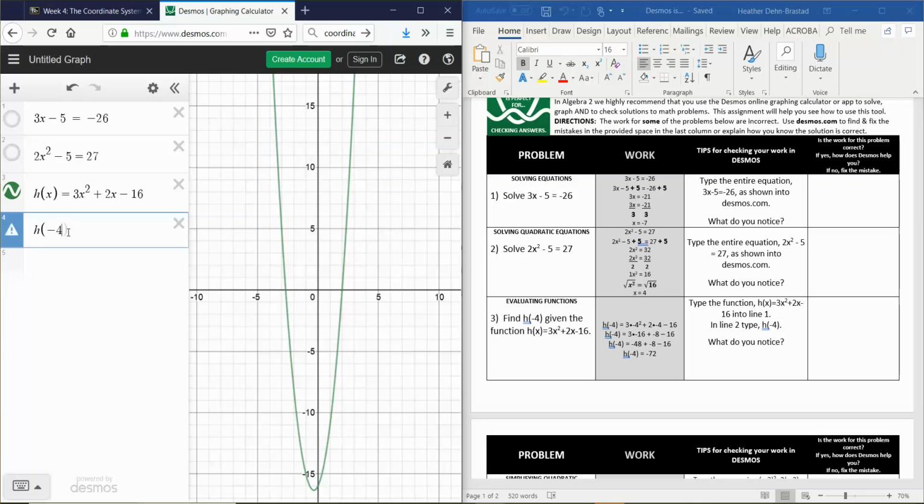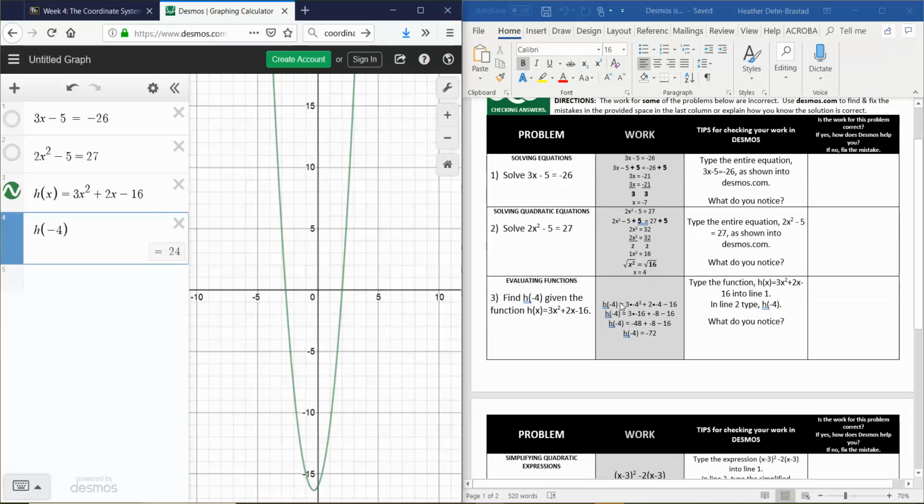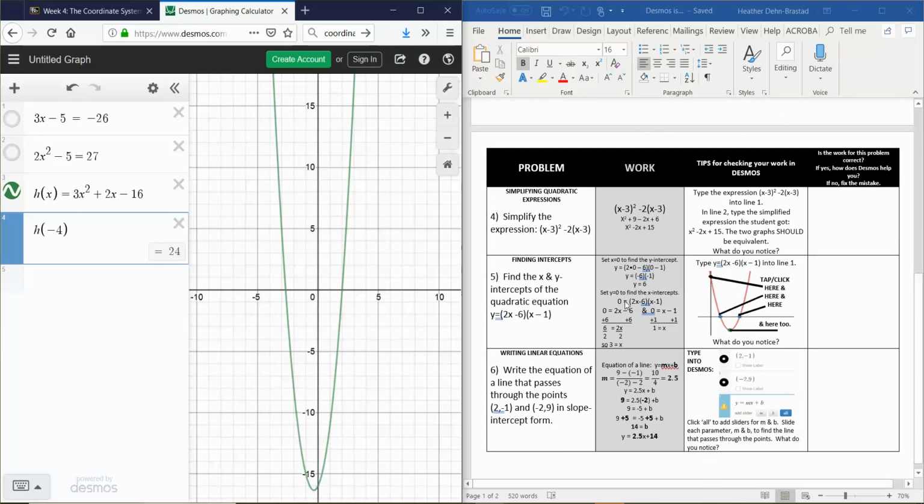And then I'm also going to type h of -4 in. Desmos knows that it's referring back to this function that I already gave it because I named this h of x. So it knows that h of -4 is going to put the -4 in here, and it's going to calculate that value. And that's what they give us as the answer, and the person who solved this got a different answer. So over here you can fix their mistake because they made one, obviously.